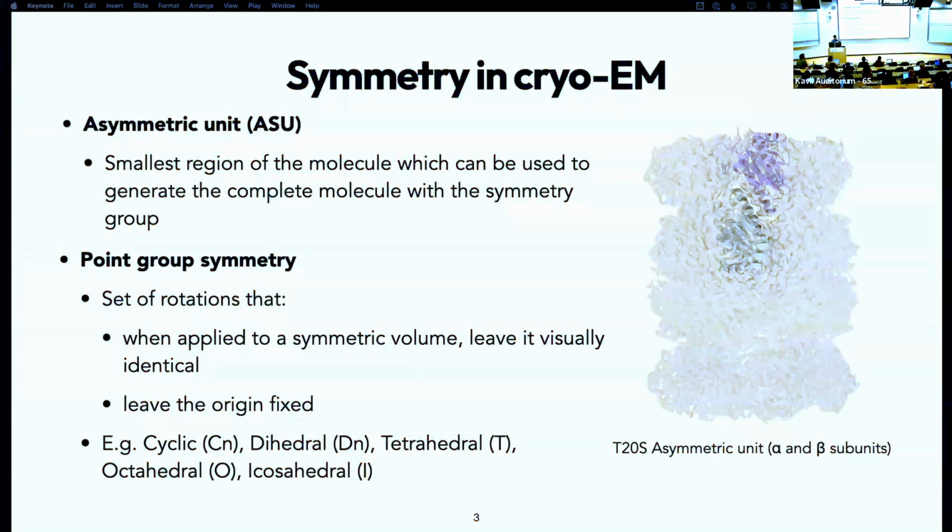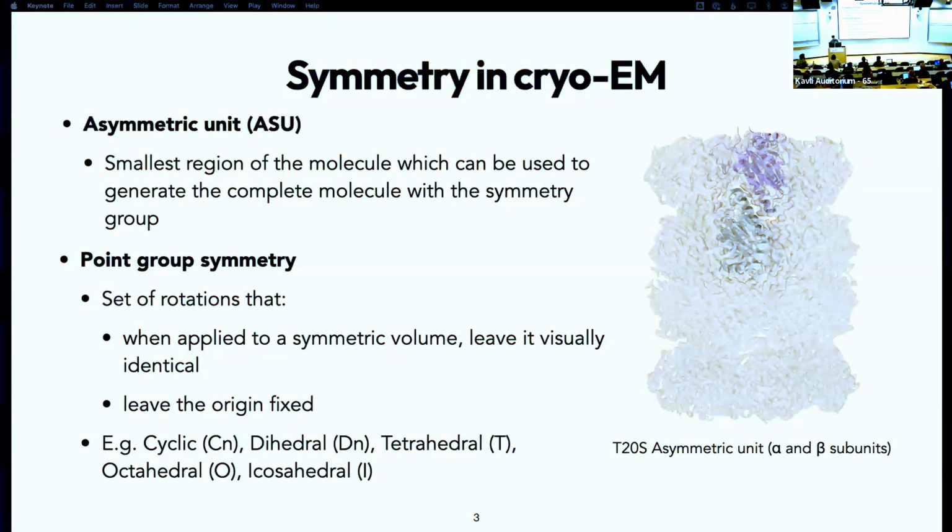I'm sure many of us who have gone through CryoSPARC introductory tutorials are familiar with the T20S proteasome dataset. And this dataset has an asymmetric unit comprising both the alpha and beta subunits. Those are shown in purple and gray. And these comprise 1/14 of the full proteasome structure.